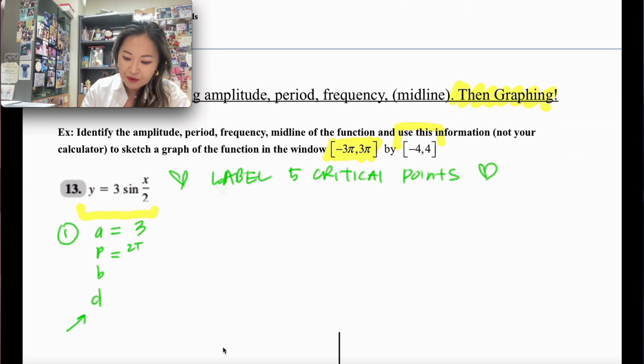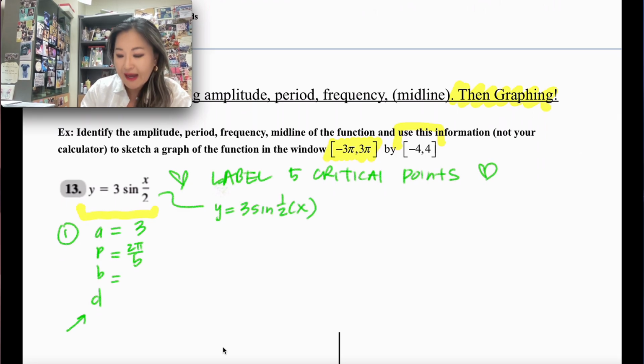Period is going to be 2 pi over b because it's a sine function. B is, oh, you know what? We should do this. Y equals, let's rewrite this. I'm going to take out the 1/2 and put an x there on its own. I always practice rewriting this. Trust me, it's going to help you later, okay? It's going to help you identify. Wait, that means the frequency, or b, is half. Wait, what does that mean?